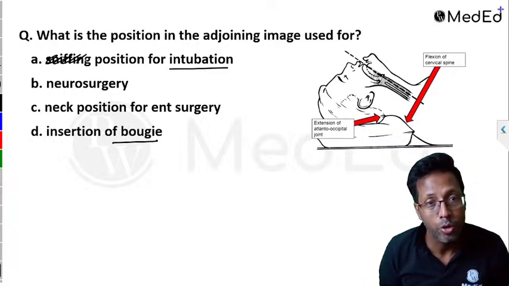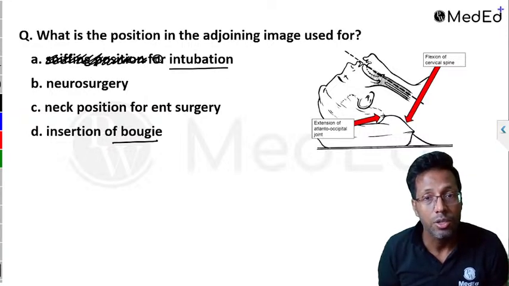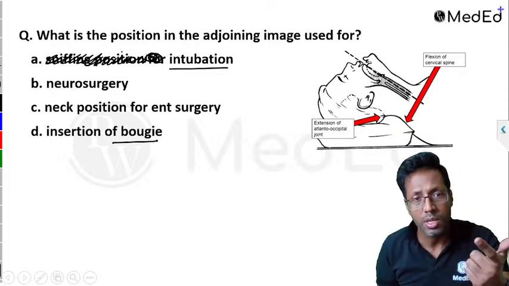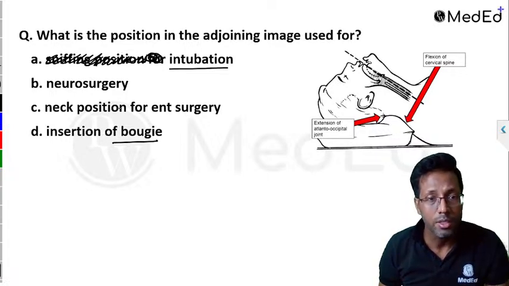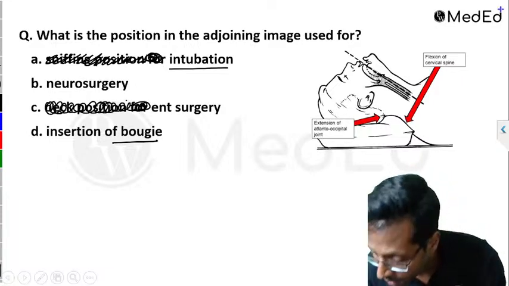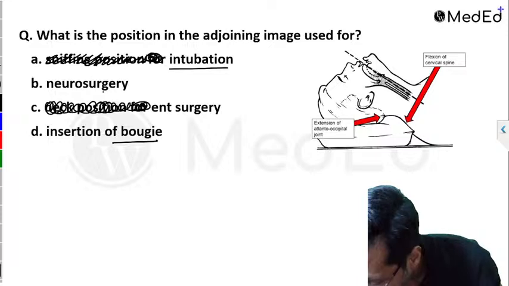So let us put the question in this manner. What is the position of the adjoining image used for? And now you get the four options: intubation, neurosurgery maybe, neck position for ENT surgery, and insertion of bougie. Am I right? Neck position for intubation, says one viewer. In the image, the three axes were mentioned.